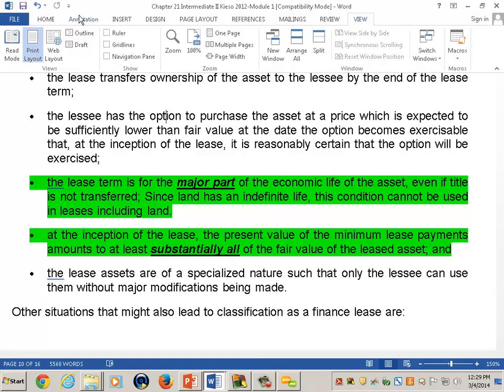And of course, land, by the way, we talked about real estate. You should know that real estate leases can't use the 75 or the 90% test. Clearly, what's the economic life of land? It's infinite. The test is not operational. And the present value of the minimum lease payments is substantially all of the fair value of the asset versus 90%.